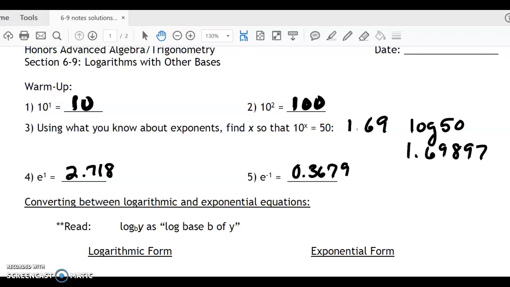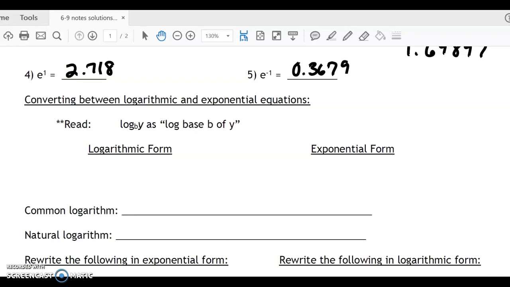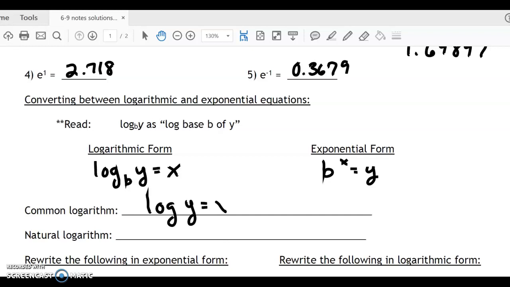Alright, let's talk about converting between logarithmic and exponential equations. We want to be thinking about logarithms and exponentials as inverses of one another. So in logarithmic form, if we have log base b of y, what we would write is log base b of y is equal to x. In exponential form, it would be b to the x equals y.